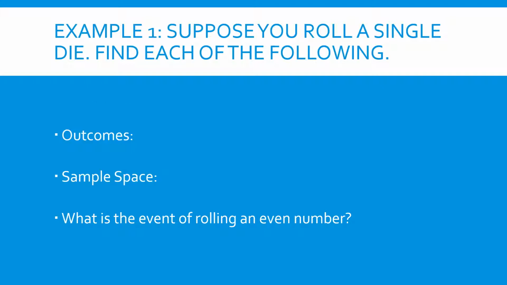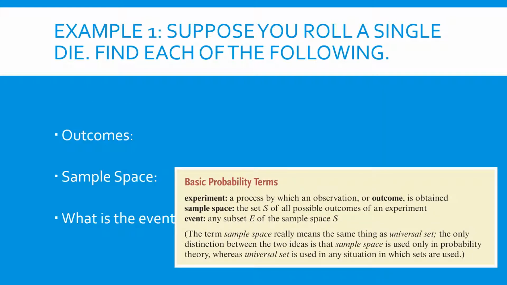So like I said, the experiment is what you're actually doing. So this is the process by which an observation or outcome is obtained. So the experiment is where we actually roll the die. You could also say roll a single die. It's really, the wording is up to you. The wording does not have to be specific, rolling the die.